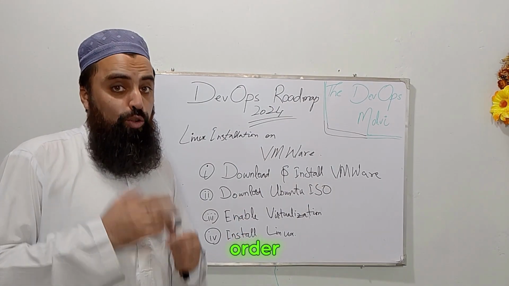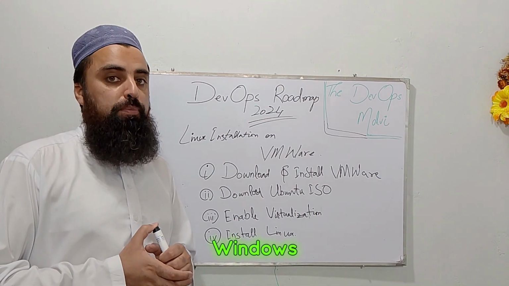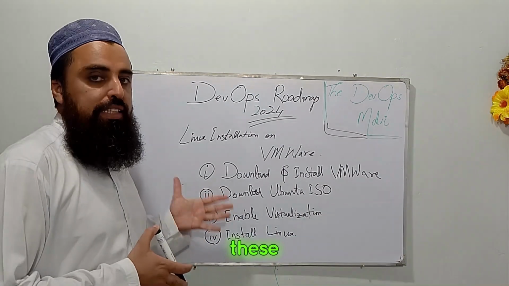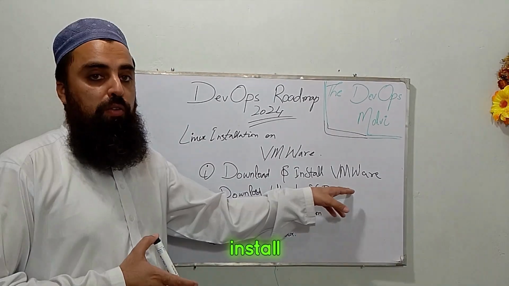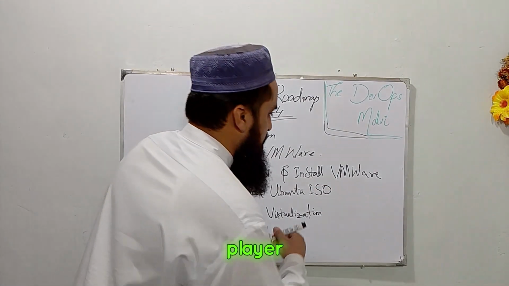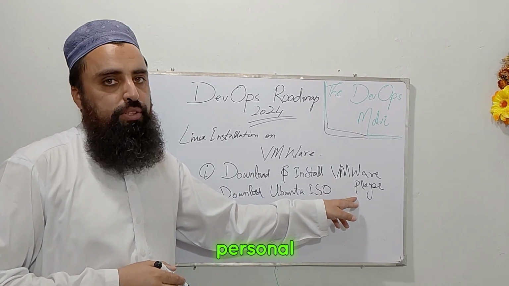So guys, in order to have a fully functional Linux operating system on your Windows machine, you need to follow these 4 steps. First of all, we will download and install VMware Player, which is available for free for personal use.